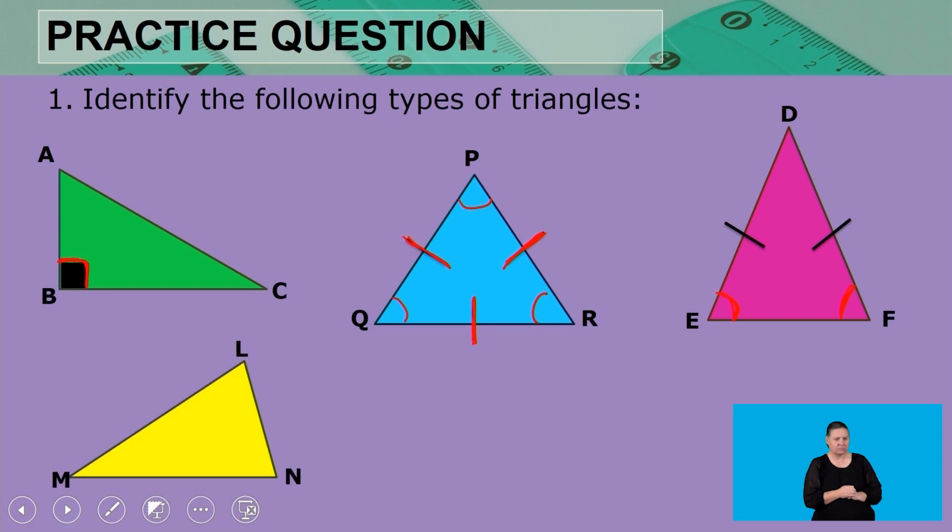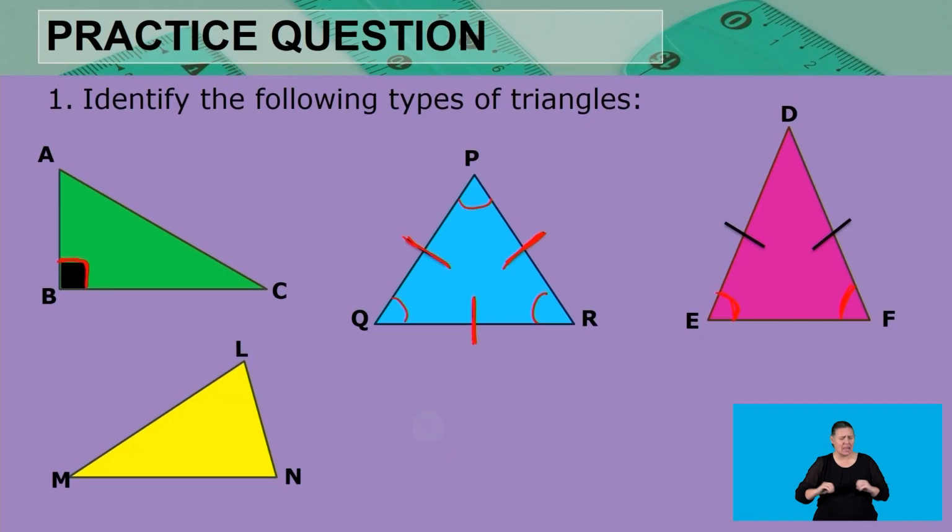Let's look at triangle LMN. What type of triangle is this? Now we can see that in this triangle there are no sides that are equal, and there are no angles that are equal. So which type of triangle is this? Yes, it is a scalene triangle, because none of the sides are equal and none of the angles are equal as well.